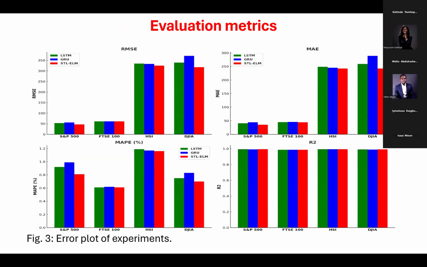Then from there, we fit our model and got some evaluation metrics, which involve RMSE, MAE, MAPE, and R2. These are metrics of machine learning or deep learning models, where the lower the error, the better the model. Looking at this, you can see that our model, the STL-ELM, was actually the lowest in all these sections. In RMSE, it has the lowest error. MAE, it has the lowest error. R2, it has the lowest error. Likewise, MAPE.